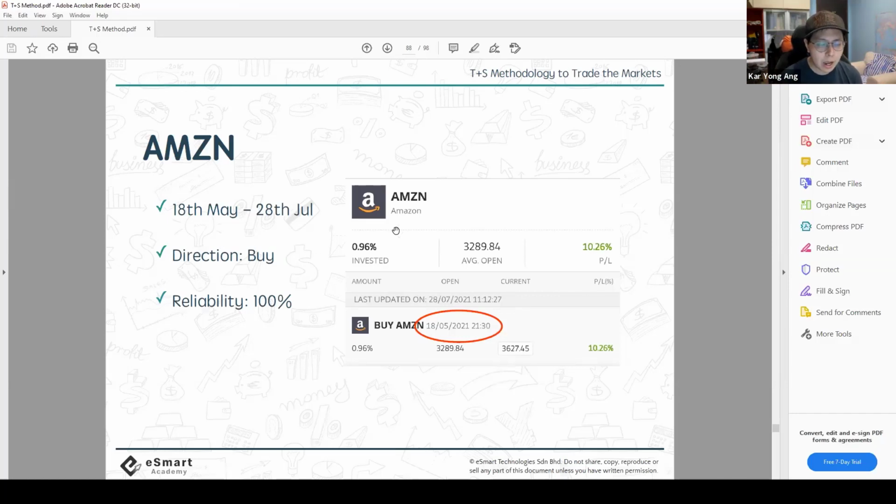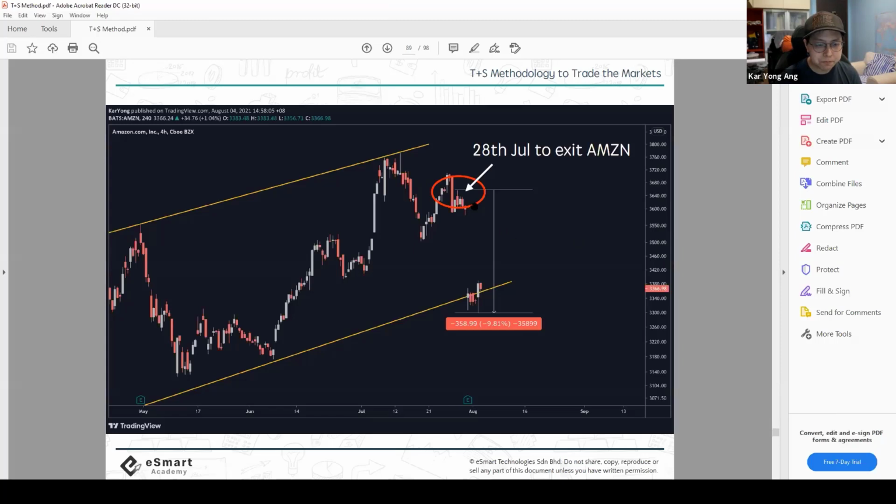And why I want to also highlight Amazon here is because I want you to take note of the seasonal timing here, which is up to 28th of July. If I show you the chart of Amazon, 28th of July is somewhere around here. It gaps down after that. Basically the next day it gaps to the downside, and from the 28th of July price to where the low was on Amazon is a good 9.8% drop.